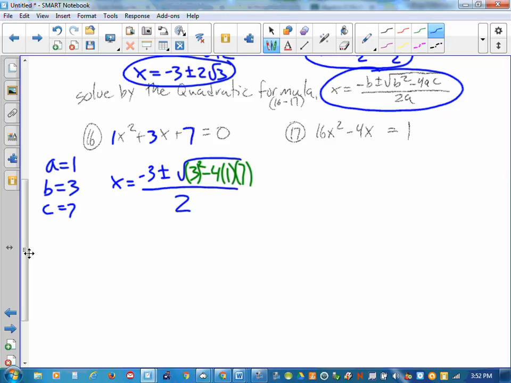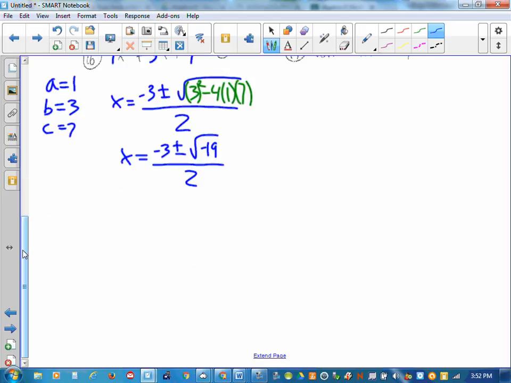That goes into the calculator, the green part, or you can calculate it out yourself. It's not too hard to do. It'd be 9 minus 28, which would be negative 19 over 2. Now, when you get a negative square root, you pull out the negative, and that turns into i. So the final answer is negative 3 plus or minus i radical 19 over 2. 19 is a prime number, so we just stop right there.